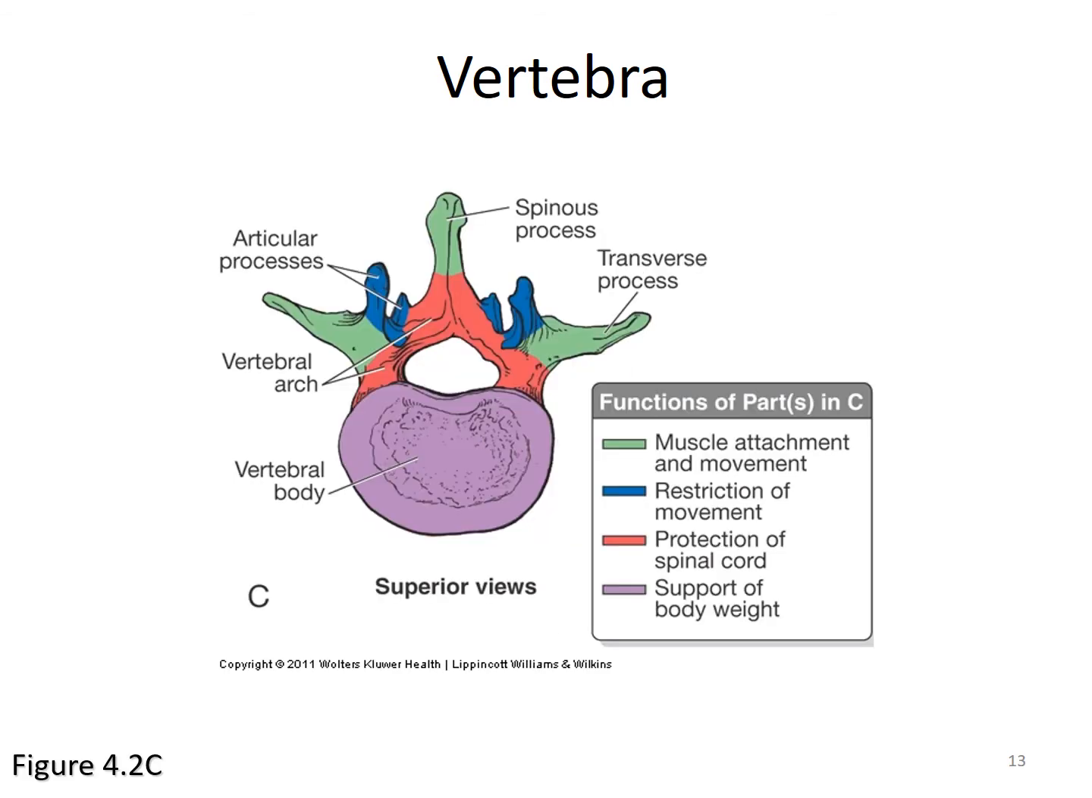I kind of like this image as well because it's using color coding to tell us what the functions of the different parts of the vertebrae are. Who would have thought that vertebrae that look like really simple bones actually have so many different functions or regions, right? So the green parts here are actually specifically for the attachment and movement of muscles. The blue parts will restrict movement. The red parts here, this was the arch of the vertebrae, and that will help protect the spinal cord. We all know that's a very sensitive structure. And we have the body, well, that'll support weight.